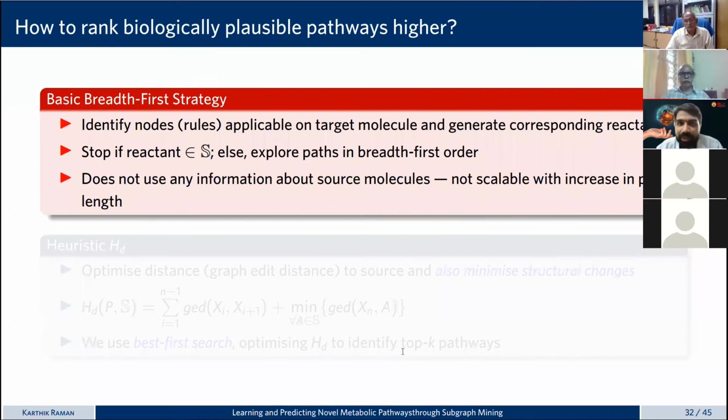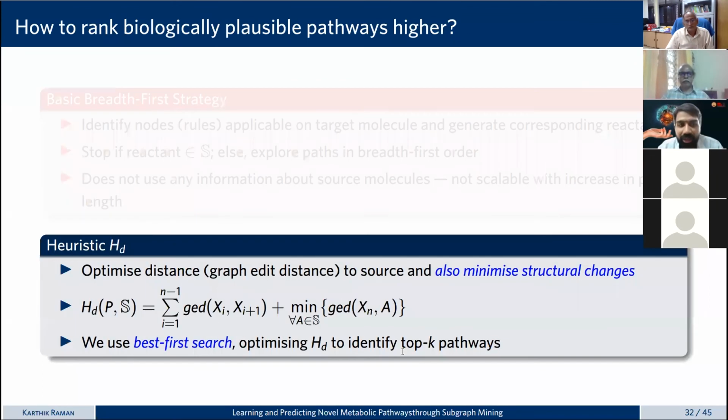the biologically observed pathways. So what we did was we came up with a very simple idea, a heuristic. A heuristic is basically a nice computer science word for guesswork. So we said, let's optimize the edit distance to the source. Let's take a step towards the source, but don't make a major change to my molecule. Make a small delta change to my molecule, but in the direction of the source molecule. So this could be formulated as a best first search problem.